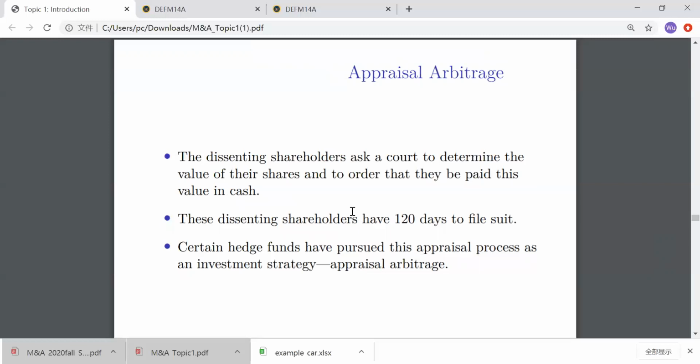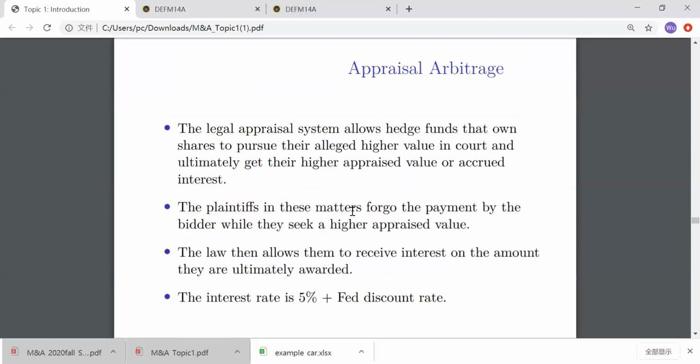Basically, those minority shareholders who do not think that the price that the acquirer pays is adequate can ask a court to determine the value of their shares and to order that they be paid this value in cash. So this is what the minority shareholder can do. And they have 120 days to file suit. In recent years, this has become one of the strategies the hedge funds pursue in order to make profits. This legal appraisal system allows the hedge funds that own shares to pursue the higher value.